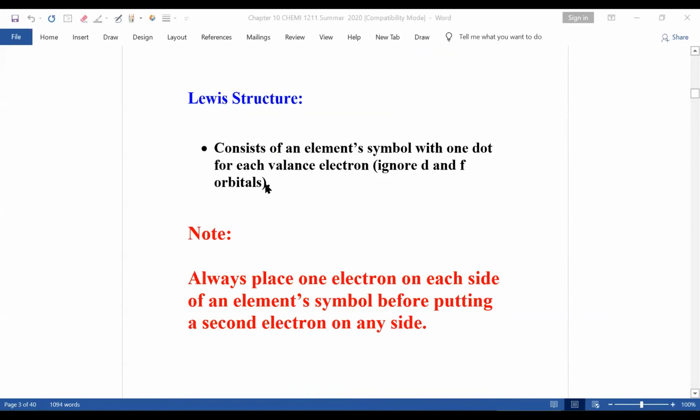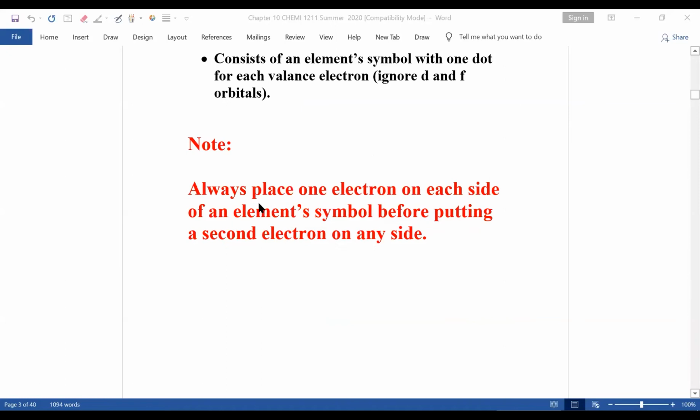Now, how do you do a Lewis structure? A Lewis structure consists of an element symbol and one dot for each valence electron. Turns out, which is why I'm not asking you to learn it, valence electrons are never d or f orbitals or subshells. And here's the important thing. Place one electron on each side of an element symbol before putting a second valence electron on a side. So you put one on each side of the element symbol, 4 sides, before you start doubling up.